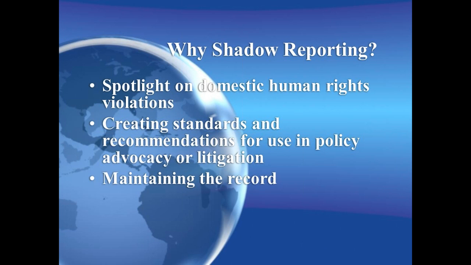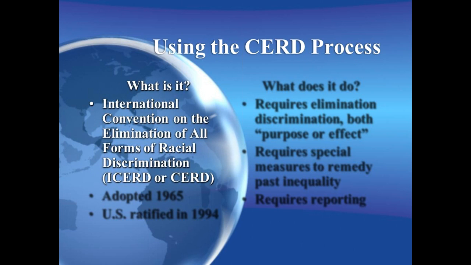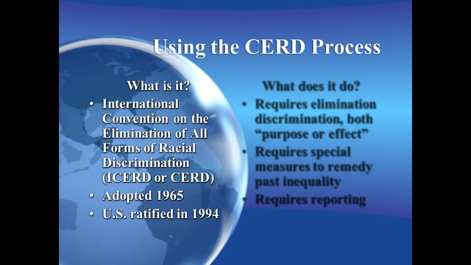So having dealt with the why, the next question is, how do we do it? First, we need to understand, what is this treaty? It's the International Convention on the Elimination of All Forms of Racial Discrimination, which is abbreviated either ICERD or CERD, but CERD alone also refers to the Committee on the Elimination of Racial Discrimination, which oversees the treaty. So for our purposes, we'll talk about the treaty as CERD and the committee as CERD. This treaty was adopted in 1965 as one of the first human rights treaties by the UN, but was not ratified by the U.S. until 1994.